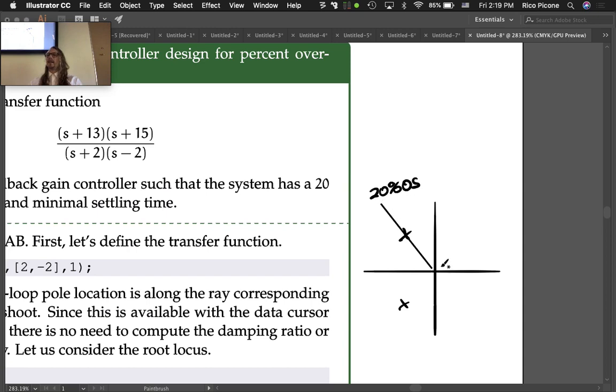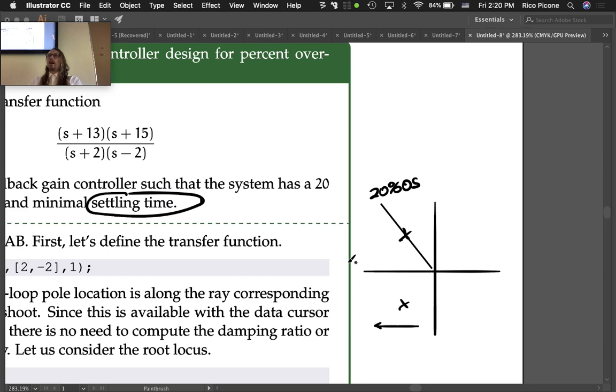On the 20% overshoot line, we want to select a gain so that we end up somewhere on that line. Also, we want to minimize the settling time, right? That was another requirement. So if we're going to minimize the settling time, then we have to remember that in the complex plane, the settling time is going to get smaller and smaller as you move leftward, okay? More and more negative real parts of those dominant poles. So this is the general idea that we get.